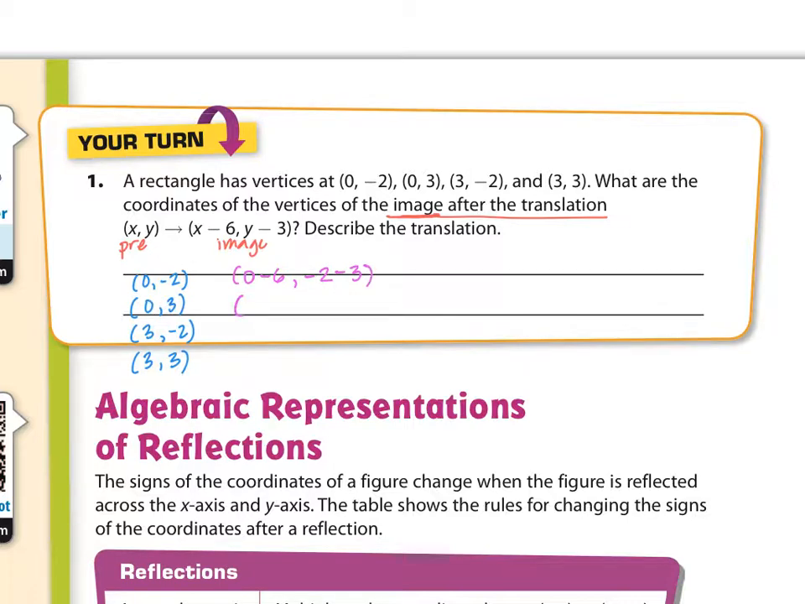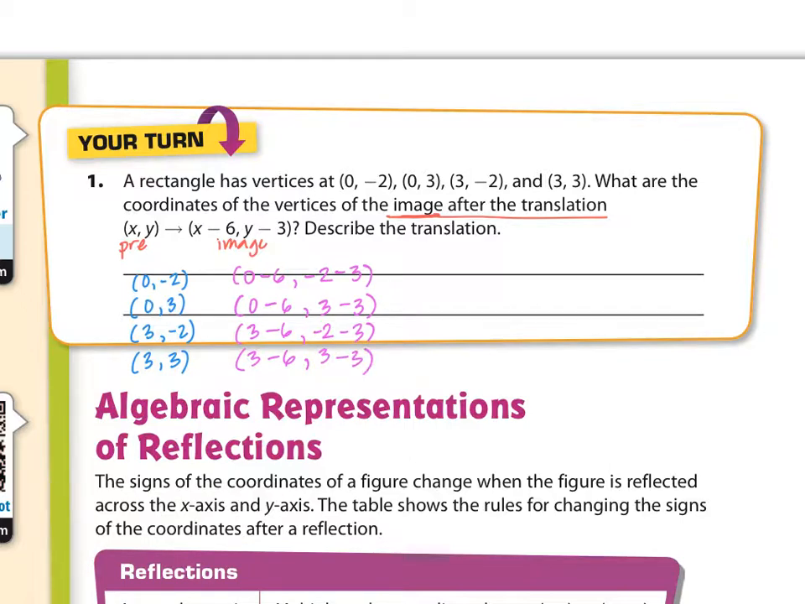My second point is 0, right? I'm going to subtract 6, remember? And then 3 is my y coordinate. I'm going to subtract 3. That one's a little easy to do. Then the third point is taking my x coordinate, subtracting 6, my y coordinate, -2, subtracting 3. And then the last point is 3 minus 6, and then the y coordinate 3 minus 3.